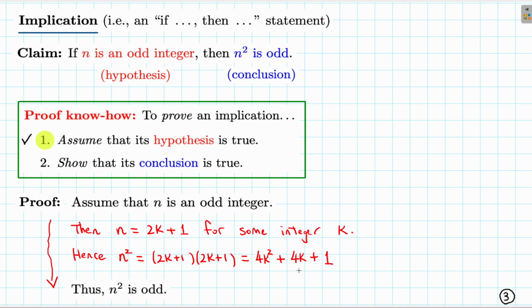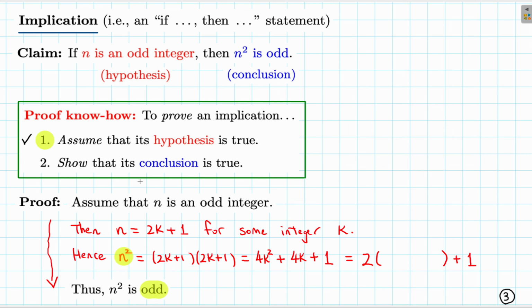Now, looking ahead once again, we're supposed to show that n squared is odd. That's our goal. That means we need to take n squared right here, and we need to write it in the form of 2 times another integer plus 1. So can we write this as 2 times another integer plus 1?